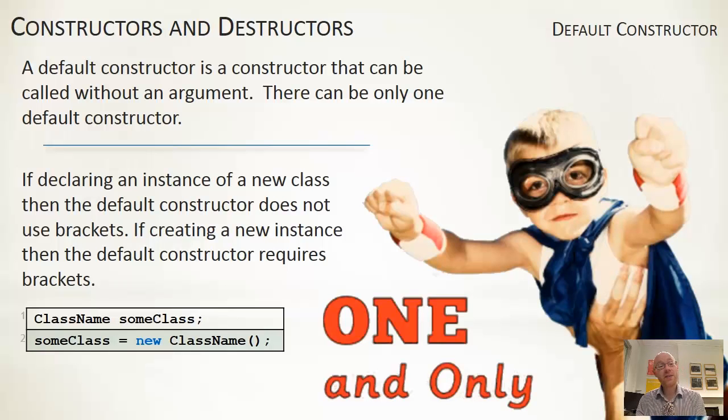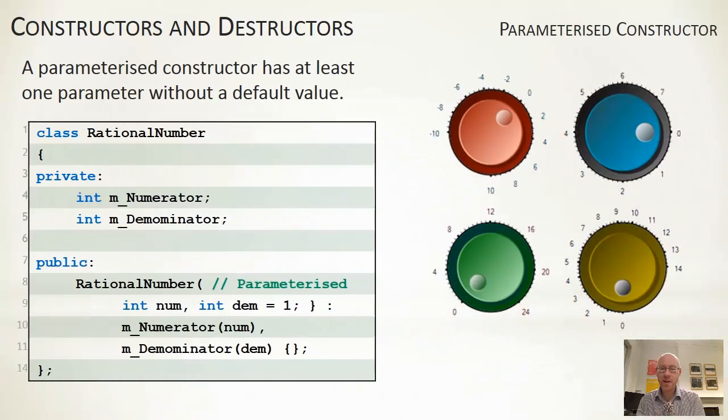Next one up then is the parameterized constructor. Now, I'll read out the bit at the top. It has at least one parameter without a default value. So a parameterized constructor accepts parameters. You can pass things into it. What's this notion about default values? Again, it's a reasonably nice thing about C++.